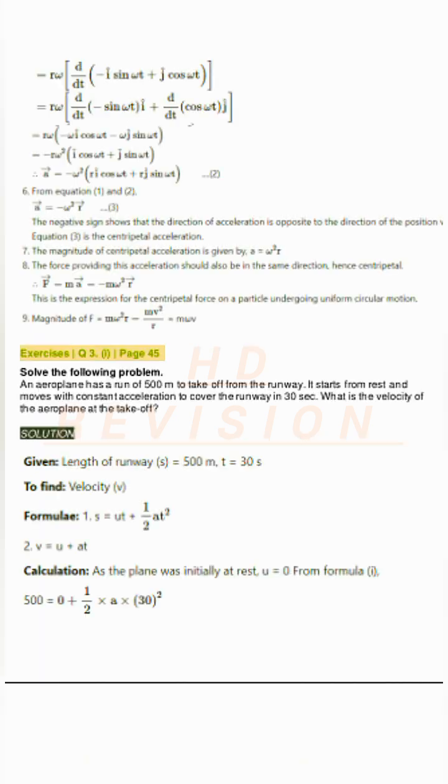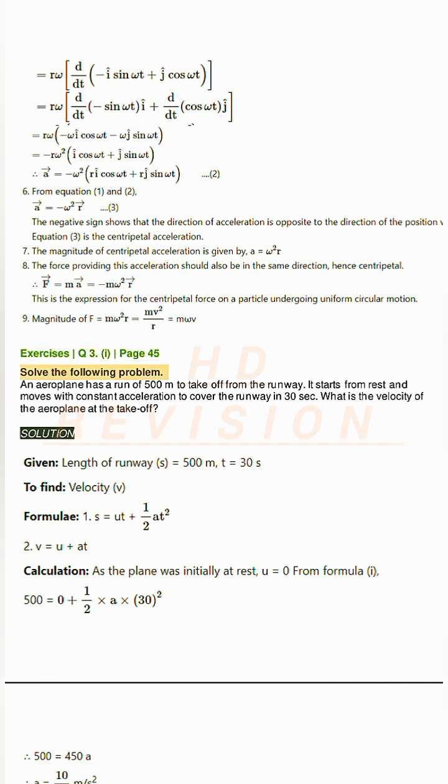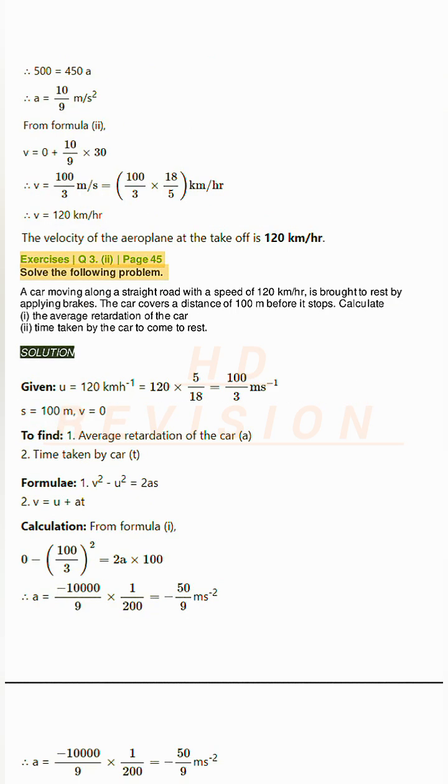Omega 2. Exercises Q3. Page 45. Solve the following problem. An aeroplane has a run of 500 meters to take off from the runway. It starts from rest and moves with constant acceleration to cover the runway in 30 seconds. What is the velocity of the aeroplane at the takeoff? Solution.